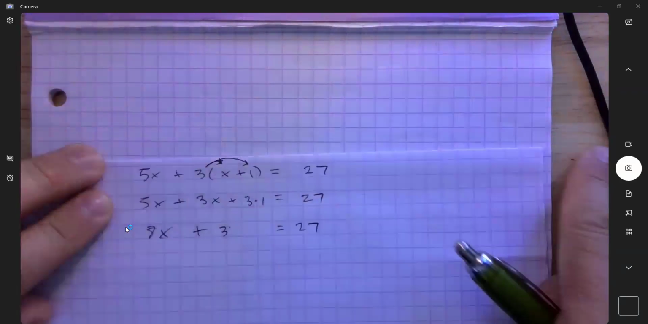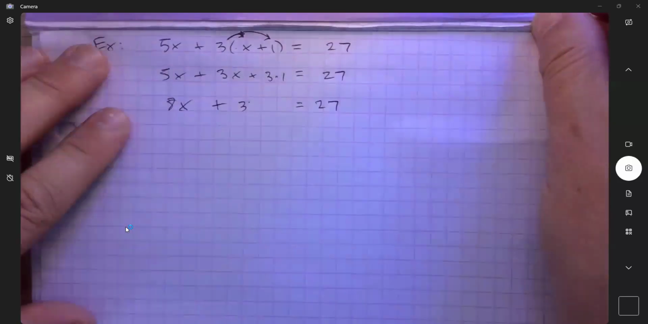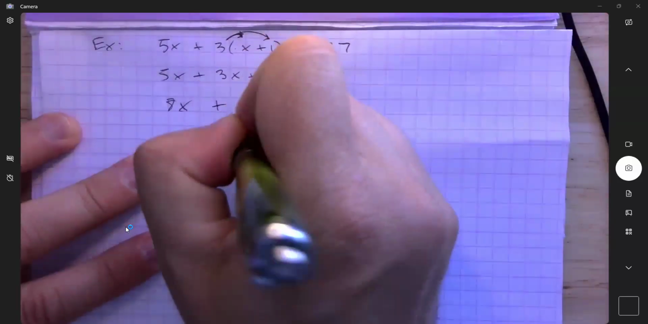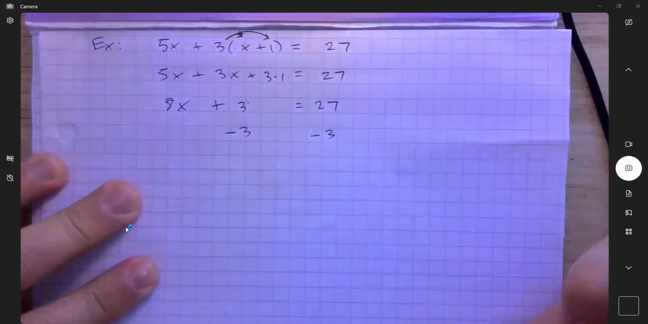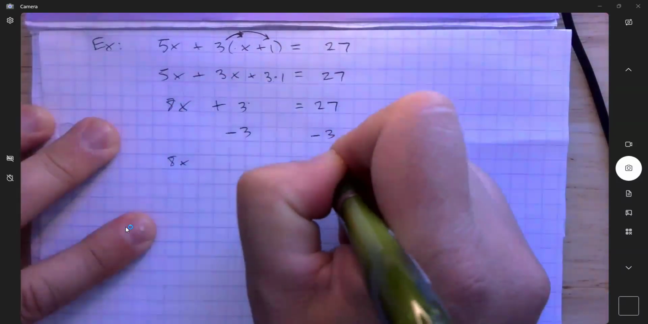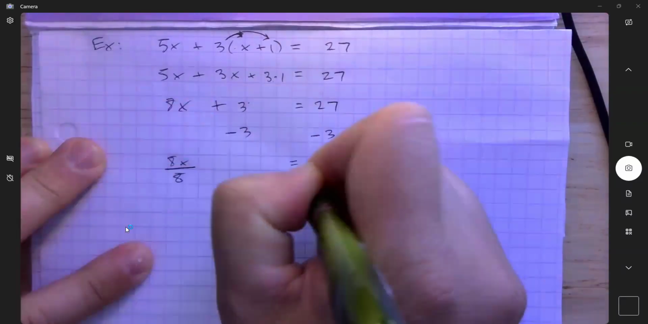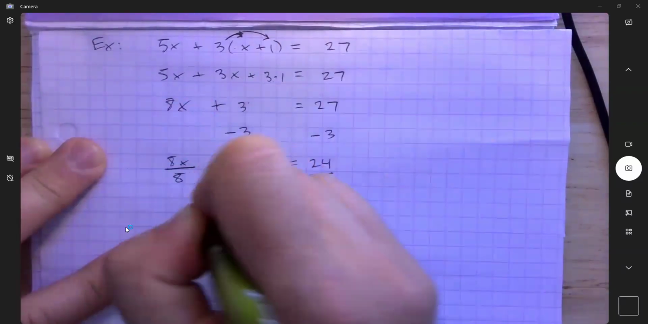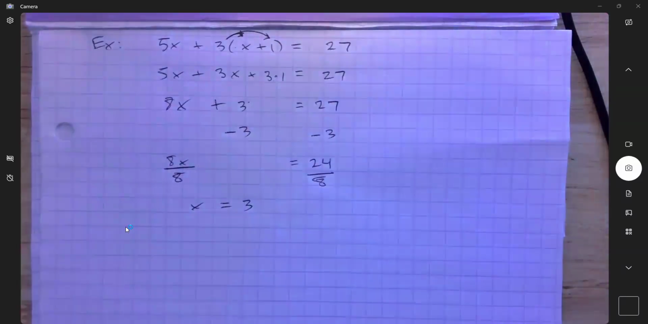The next thing is to make sure that all of the numbers are on the other side. At this point, it's a little more straightforward. Subtract 3 from both sides, and we get 8x equals 24, and divide both sides by 8, and we get x equals 3, and we've solved it.